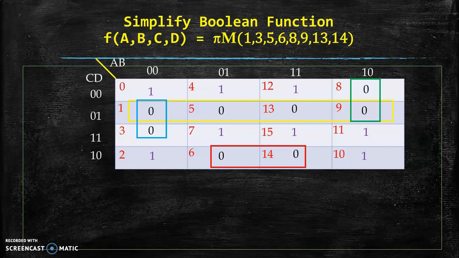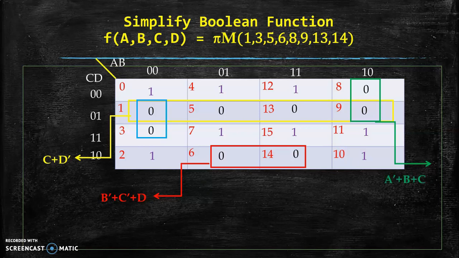Now the next step is to write the sum terms for each group. First we start with the quad. It covers the entire row. So variables A and B both are eliminated. And for CD we can write 0, 1. So C is 0 and D is 1. So we can write C plus D bar. For the pair, we can write B bar plus C bar plus D. A is eliminated.